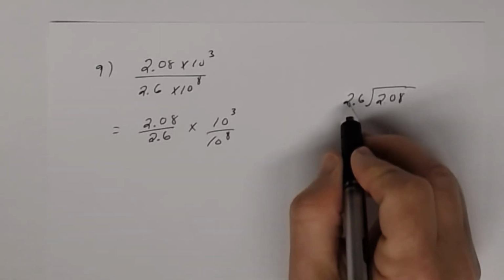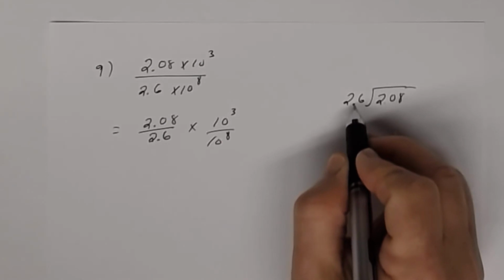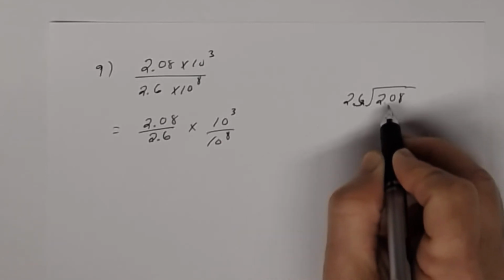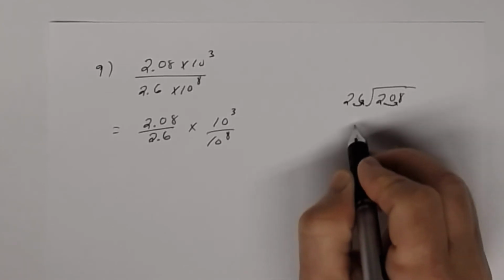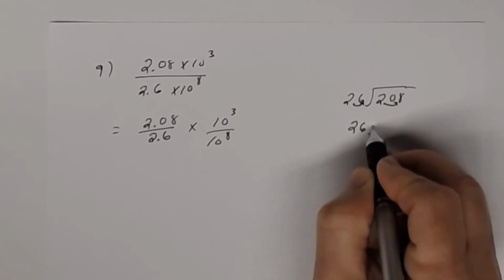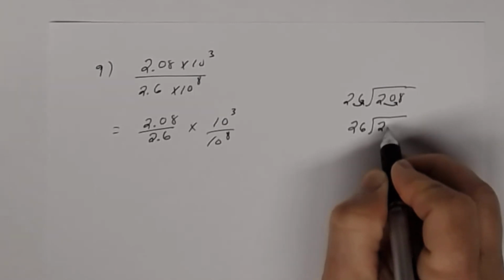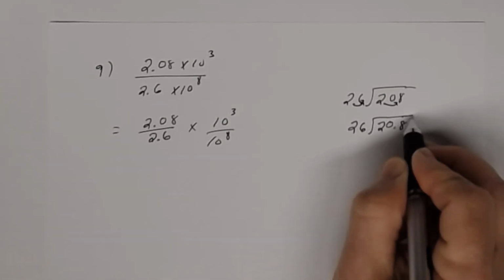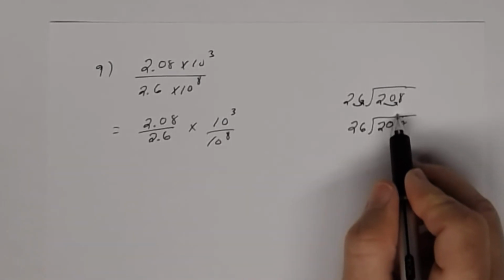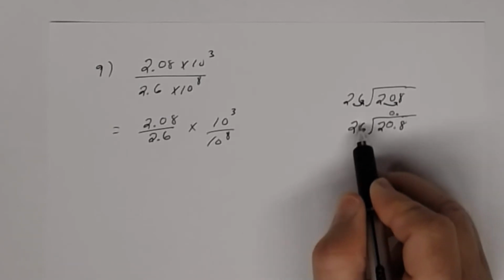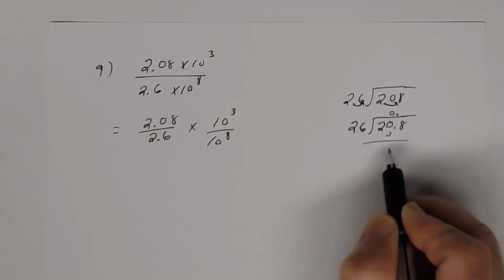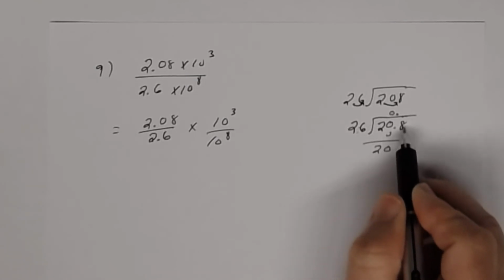Since the divisor is not a whole number, we're going to move the decimal point one place to the left. I'm sorry, one place to the right. We do the same thing here, one place to the right. So you're really dividing 26 into 20.8. All right, so move the decimal point up. 26 into 20 is 0. 0 times 26 is 0. So you subtract, you get 20, and then bring down the 8.